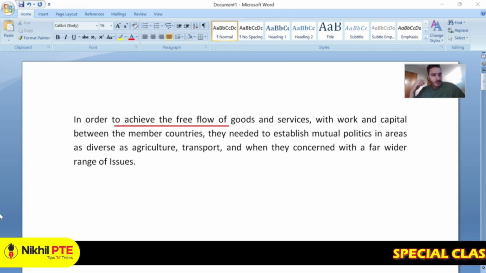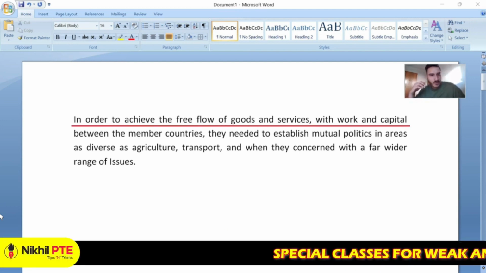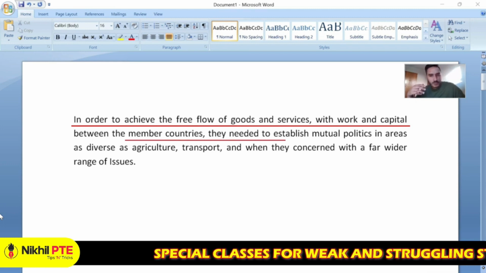How? In order to achieve the free flow of goods and services with work and capital between the member countries, they needed to establish mutual projects.